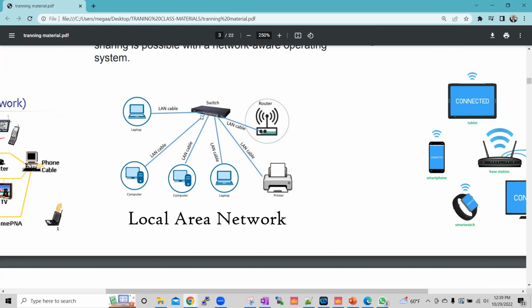So now, look at the laptop: connect a LAN cable, you connect to the switch. Another computer connects to the switch. Another computer connected. So they all connect with the cable. Even the printer connects to the switch.